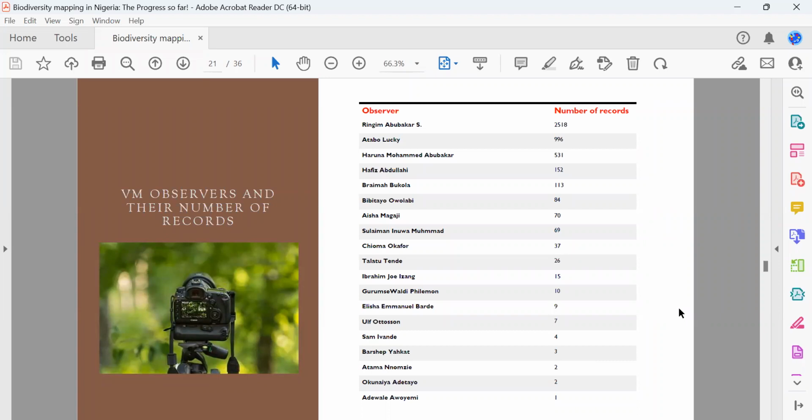You can see, considering the number of citizen scientists we have and our population in Nigeria of over 200 million people, we have fewer than 30 or 40 people contributing data to biodiversity mapping in Nigeria as per the Virtual Museum, which calls for increased awareness about biodiversity mapping and biodiversity conservation in Nigeria.